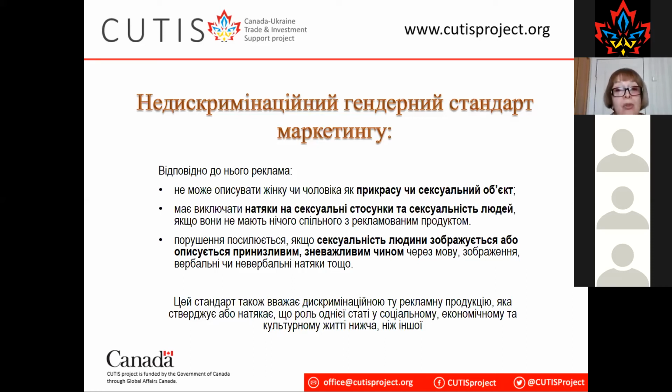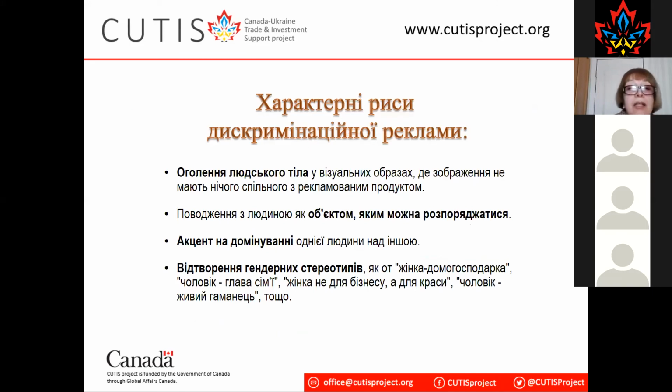Then there is also a violation if the depiction of a person is described in an undermining manner through picture or words. So what are the specific traces of discriminatory advertisement? If we get back to all of these definitions, then we can see that it's quite easy. First of all, using nudity when it has nothing to do with the product that is advertised, treating a person as a good that can be managed, and emphasizing and depicting gender stereotypes.